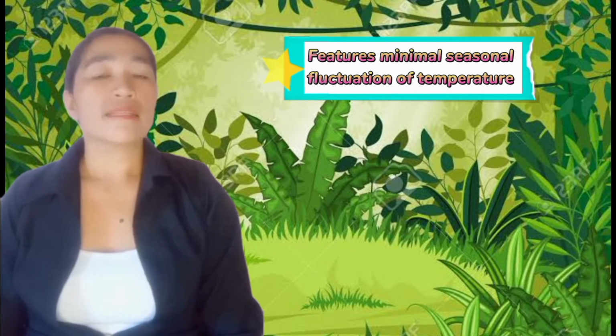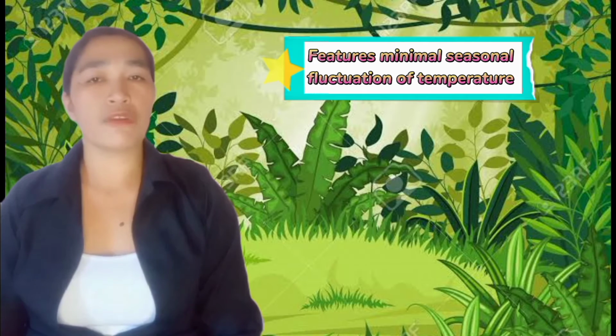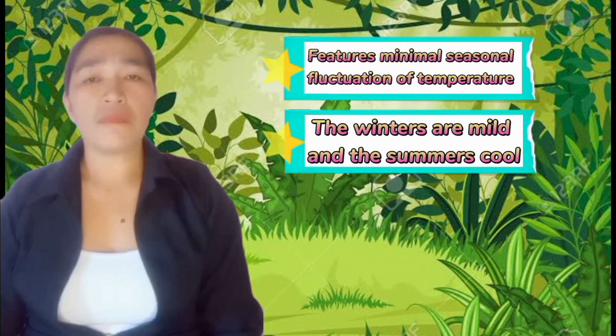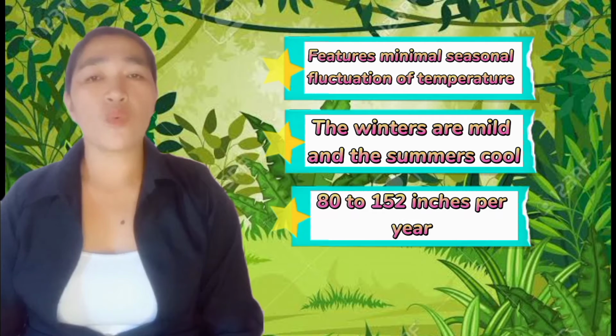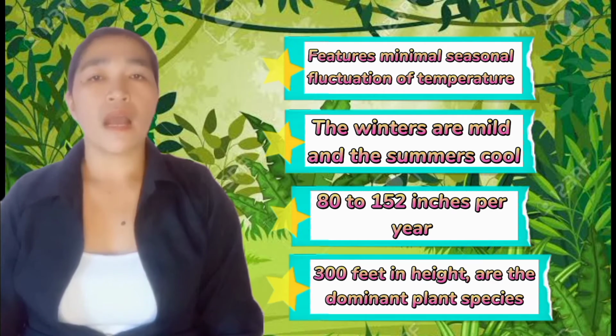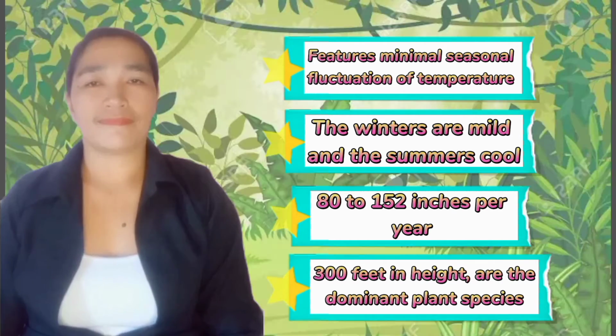The temperate rainforest features minimal seasonal fluctuations of temperature. The winters are mild and the summers cool. The temperate rainforest receives a lot of precipitation, about 80 to 152 inches per year. Condensation from coastal fogs also adds to the dampness. The soil is poor in nutrients. Large evergreen trees, some reaching 300 feet in height, are the dominant plant species.